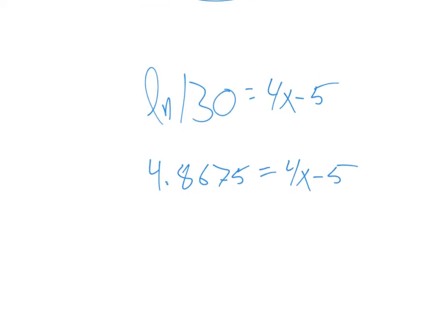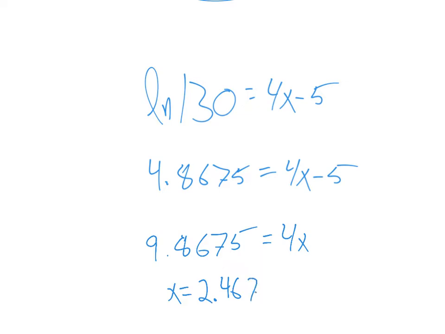From here, I'd add 5 to the other side, so it would be 9.8675, roughly. And that will equal 4x. Then we divide out the 4, and I'm getting 2.467 after some rounding.